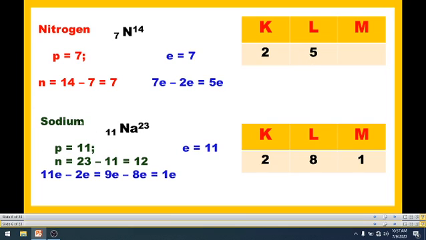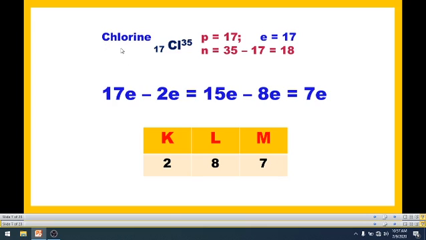And sodium, 11, 23: 11 protons, 11 electrons, and 23 minus 11, 12 neutrons. Now we arrange the 11 electrons in the shells. K shell takes 2 electrons, and 11 minus 2 leaves 9 electrons. The L shell can have only 8 electrons, so we place 8 electrons in the L shell. Then 9 minus 8, the remaining 1 electron, is placed in the M shell. Therefore, the electronic configuration of sodium is 2, 8, 1.